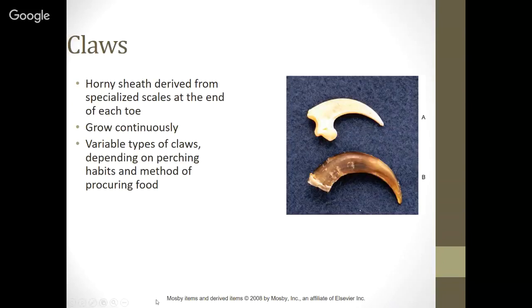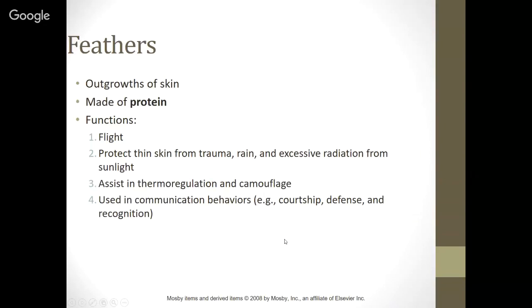There's the claws. This is the bone, and here is the claw that covers the bone. The horny sheath is derived from specialized scales at the end of each toe, and it does, again, grow continuously. There are variable types of claws depending on whether they're perching birds or standing birds or how they procure their food. So this bone actually goes most of the length of this claw. That's why it's very difficult to actually trim these claws without getting them to bleed.